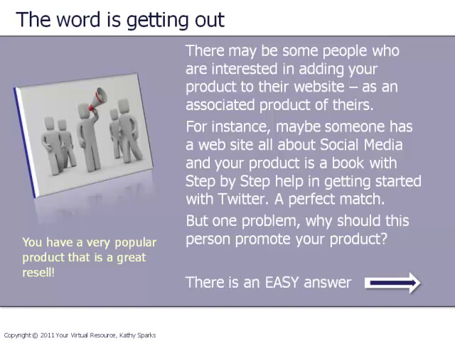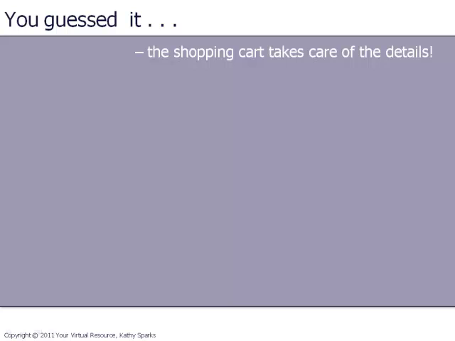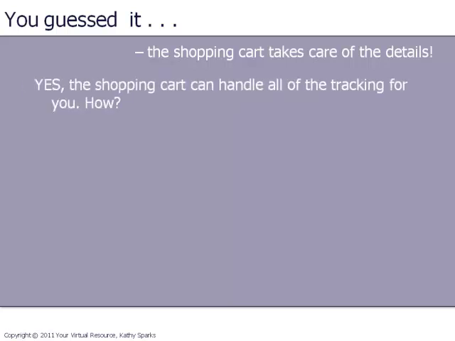Offer them a commission. Tell the interested people that you will pay them for selling your product. You provide them with affiliate links. These new affiliates will be responsible for using the correct link to your product you provide them in order to make money. You set the rate, and the shopping cart takes care of the details. Yes, the shopping cart can handle all of the tracking for you.